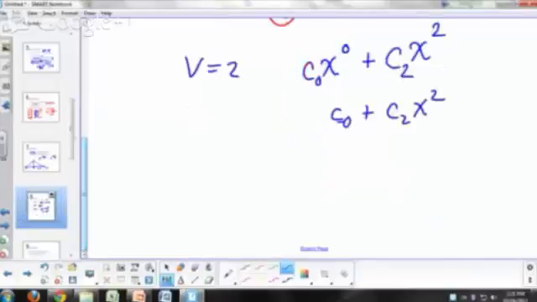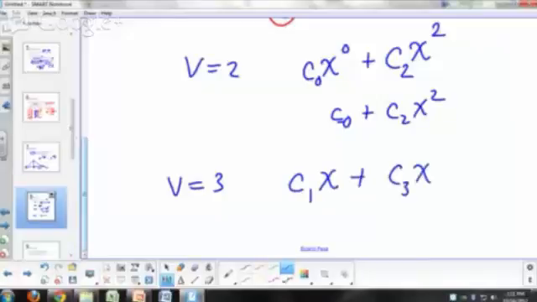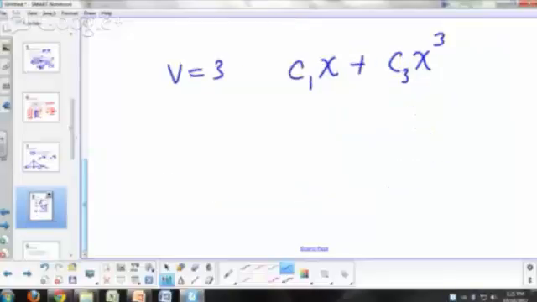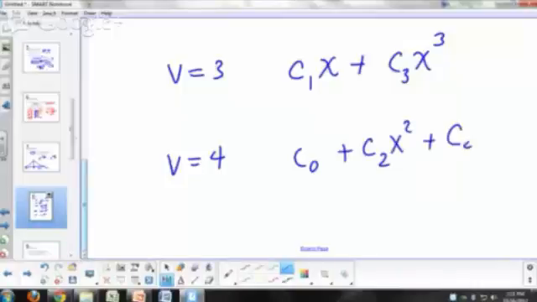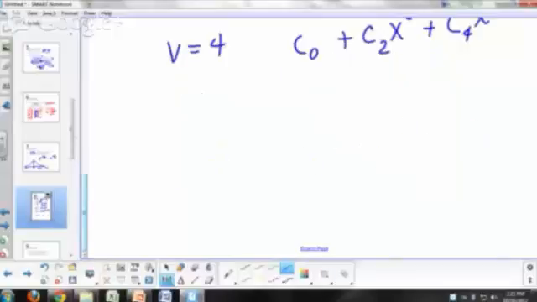What about v equals 3? What's the polynomial factor going to look like? c1 x to the 1 plus c3 x cubed, where c1 and c3 are constants. For v equals 4, what's it going to look like? c0 x to the 0 plus c2 x squared plus c4 x to the 4th. Fourth degree polynomial.